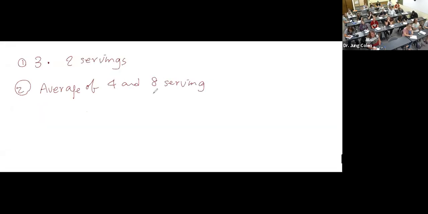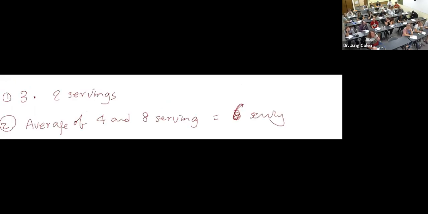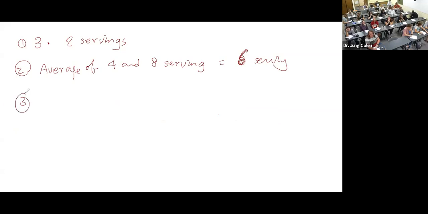Think about it. 4 plus 8, divided by 2. 6. So the average of 4 and 8 servings is 6 servings. So what you're gonna do here is add these two together and divide by 2. That's average, right? Maybe it takes some time, but that's possible, right? Why not? Okay, let me have another strategy.